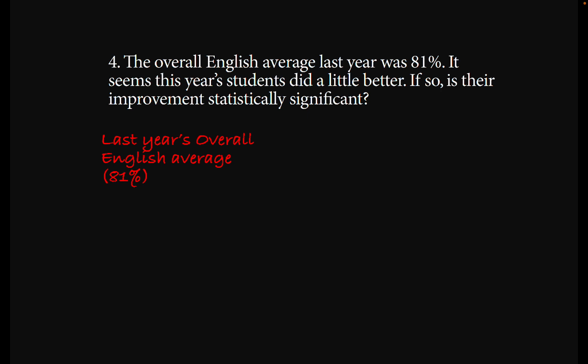But let's see, my second key value is this year's overall English average. What I'm saying is that this year's is a little better perhaps than last year. So this is indeed a case where I'm interested in the difference between my two key values. And this means it's a target value sort of problem.